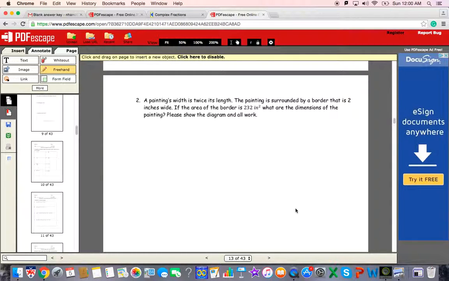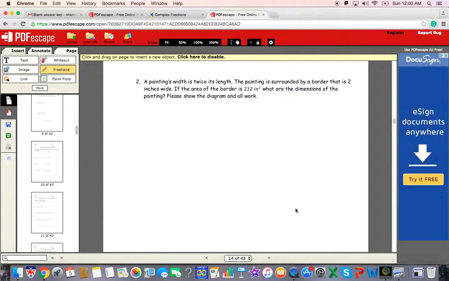All right. So now we have a different type of word problem, but a similar idea. We have a painting with a width that's twice its length. If I were to draw that out, it would look something like this.